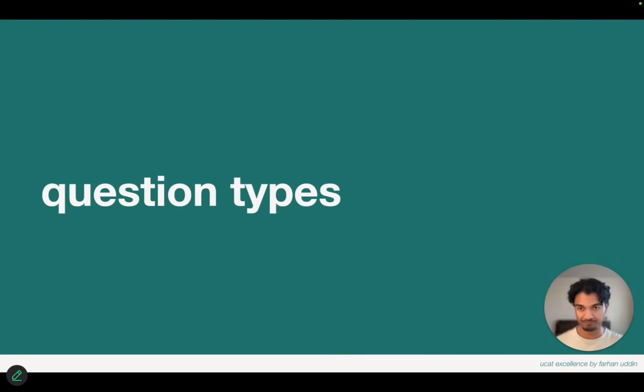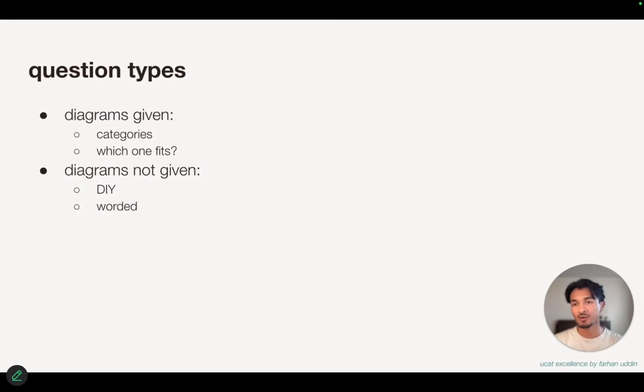That's our example. Now, let's move on to the question types that you're going to expect to see when it comes to Venn diagrams in decision making. Now, I've categorized them into 4 different question types. This isn't official or anything.